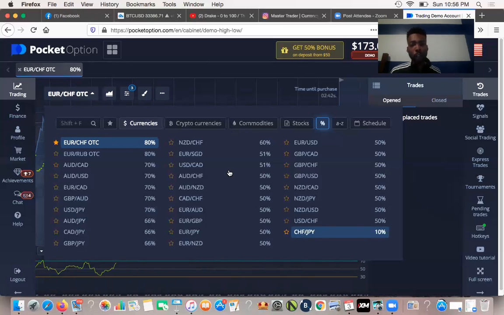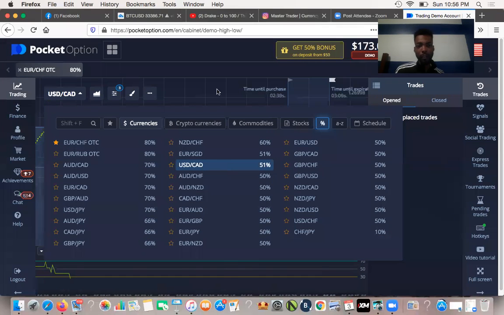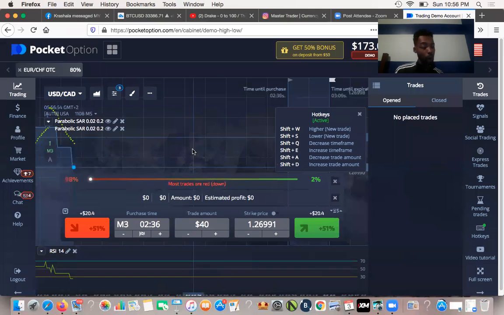Okay, so I'm gonna do 51% USD CAD. We just looked at USD CAD right there. So let's look at USD CAD. I'm looking for USD CAD to continue to drop.